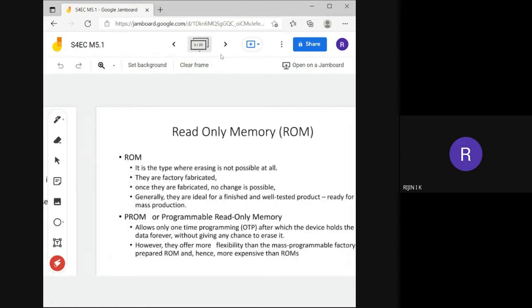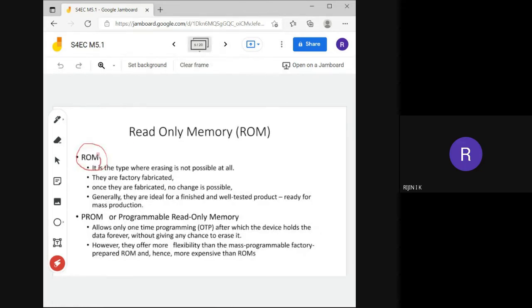Okay, so we can see what a ROM is. Generally we call it read-only memory, simple ROM. It is a type where erasing is not possible at all. That means in ROM memory, we cannot erase the content present in it. And also they are factory fabricated. Once it is fabricated, we cannot change the content inside that ROM memory. Once they are fabricated, no change is possible.